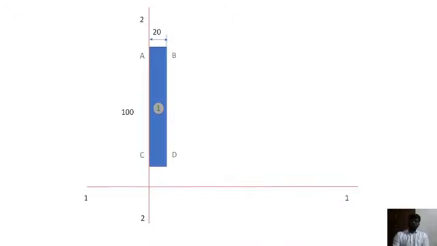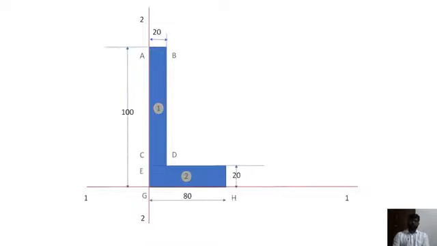In the L section we are going to split into two rectangles. The one is ABCD with a dimension of 20 into 100, and the second rectangle is 80 into 20. It is left to the student how they are going to split the rectangle. Now we find out the y1 and y2. The y1 is 20 plus 40, which is equal to 60.